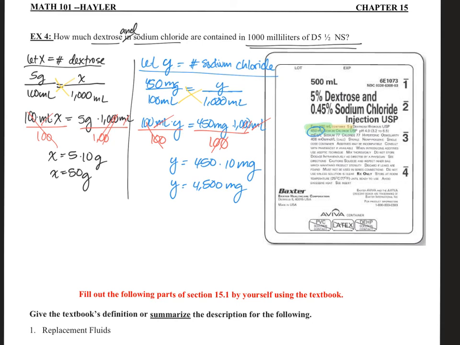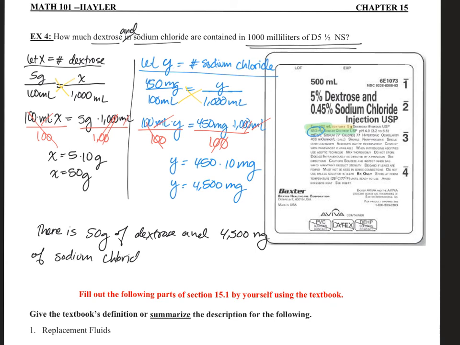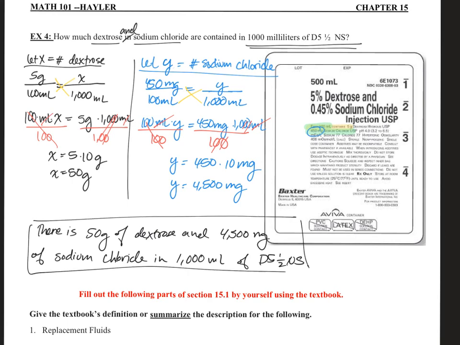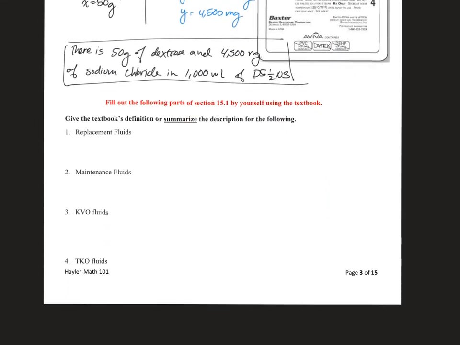So our final answer would be, there is 50 grams of dextrose and 4,500 milligrams of sodium chloride in 1,000 milliliters of dextrose 5 half NS normal saline. Alright, so the rest of 5.1, go ahead and fill out using the textbook.